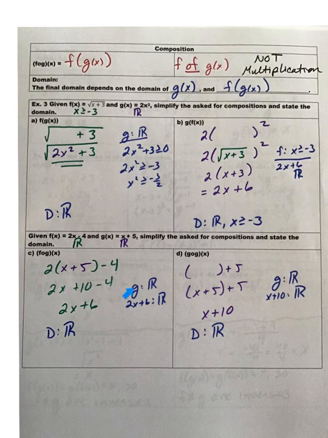So the original g we plugged in has a domain that's all real numbers. 2x plus 6 has a domain that's all real numbers. So our final domain is all real numbers.